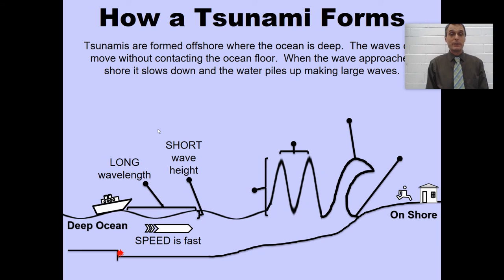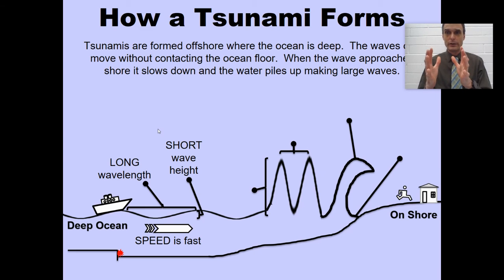However, the speed is extremely fast. So they can travel as fast as a jet airplane. So that's why we need to get tsunami warnings out as quick as we can, because if people aren't aware, the tsunami can be on them before they know what's happening, especially if they're still trying to deal with the effects of an earthquake.